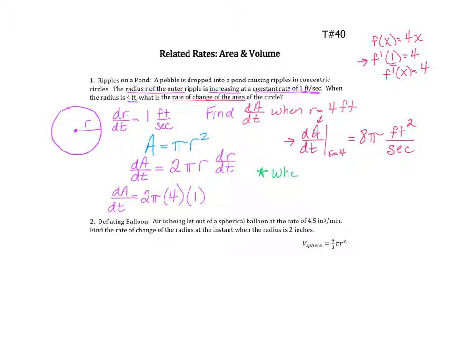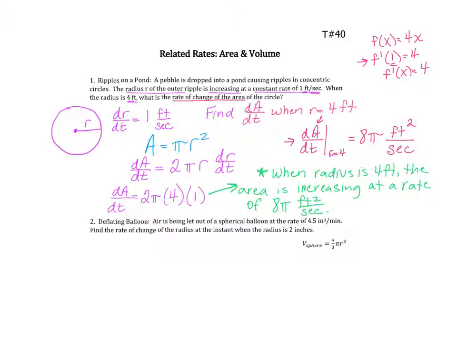I'm going to say when the radius is 4 feet, the rate of change of the area is increasing at a rate of 8 pi feet squared per second. I like the sentence, so I would go straight from here to here.